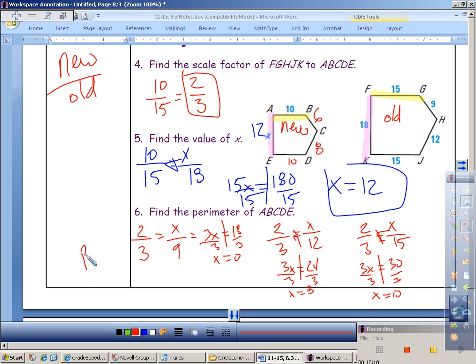I can then find the perimeter simply by adding. I have 10 and 10 is 20. 12 and 8 is another 20. 40 plus 6, perimeter is equal to 46.